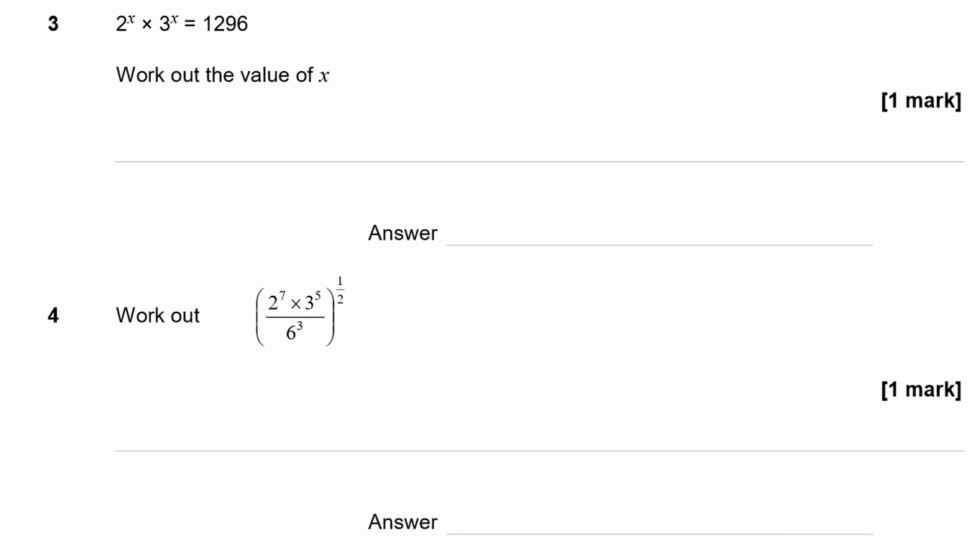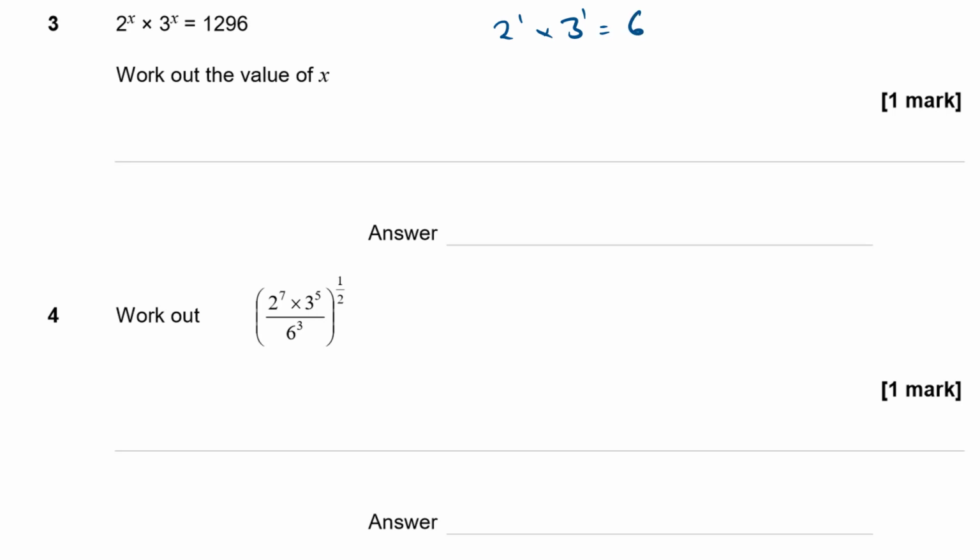Question 3. 2 to the power of x times 3 to the power of x is 1,296. Work out the value of x. Again, this question is going to be a bit of a guessing game. Let me try. Well, I know it isn't 2 to the power 1, but I'll just write that down for good measure. 2 to the power 1 is 2. 3 to the power 1 is 3. 2 times 3 is 6.